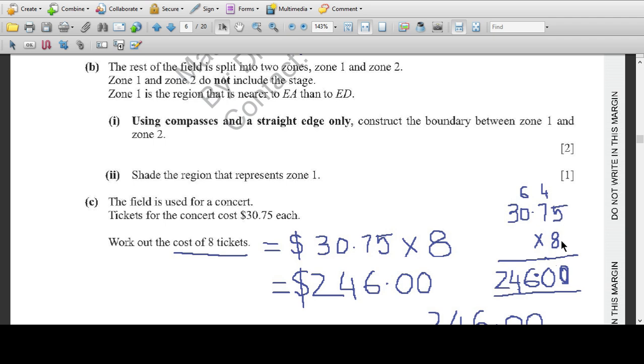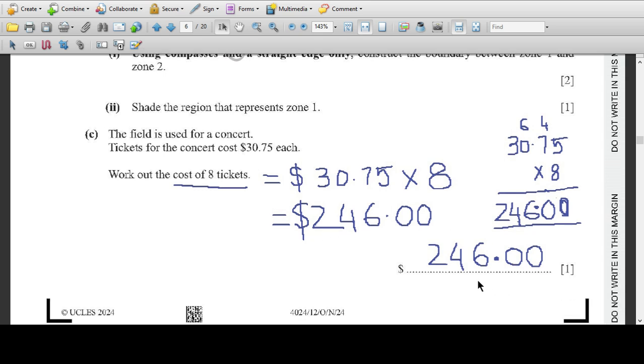8 5s are 40, 0 and 4 carry here, 8 7s are 56 plus 4 is 60, 0 and 6 will carry here, and 8 0s are 0, then 6 will appear here, 8 3s are 24. So 246, and after that we have 2 decimal places, so we will place the decimal point after two digits. So we have 246. So $246. The cost of 8 tickets is basically $246.